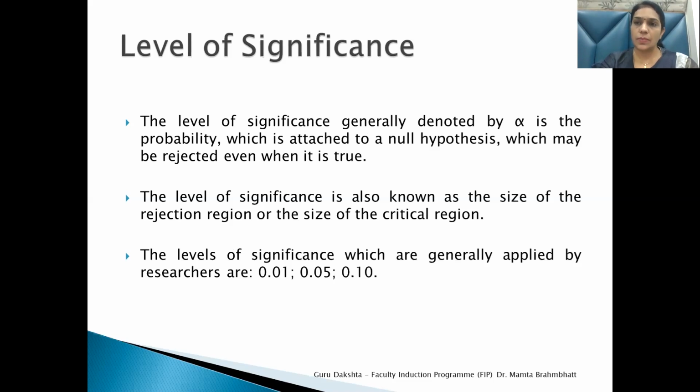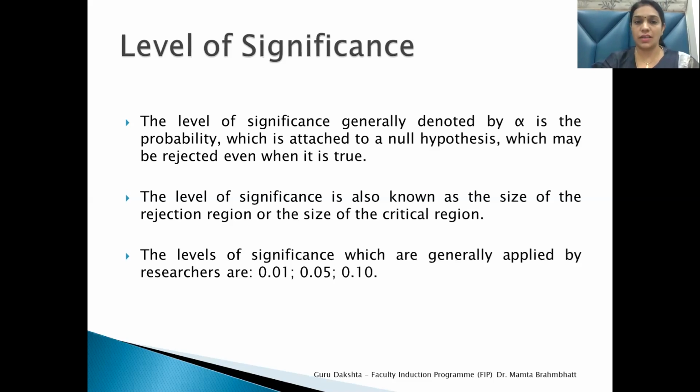It is a probability associated with the null hypothesis, which we reject when it is true. The level of significance is also known as the size of the rejection area or the size of the critical area. What the rejection and critical area are, I will be covering very soon. The level of significance is normally applied by the researcher at 1%, 5%, and 10%. Level of significance is associated with the level of risk.